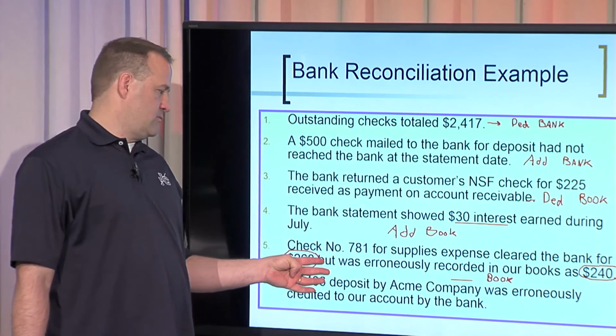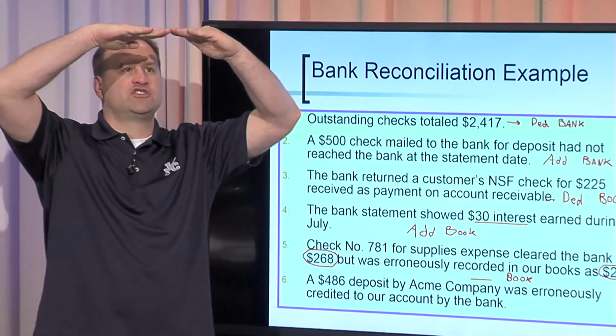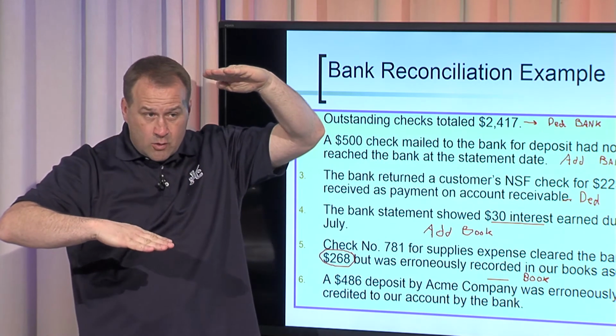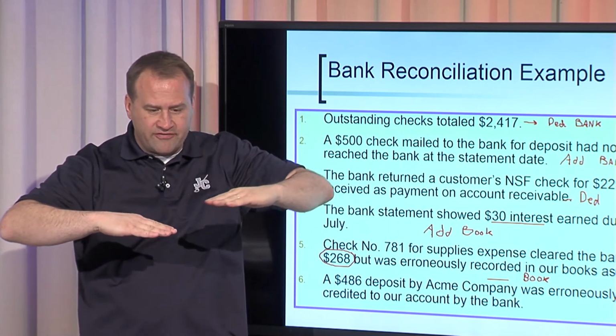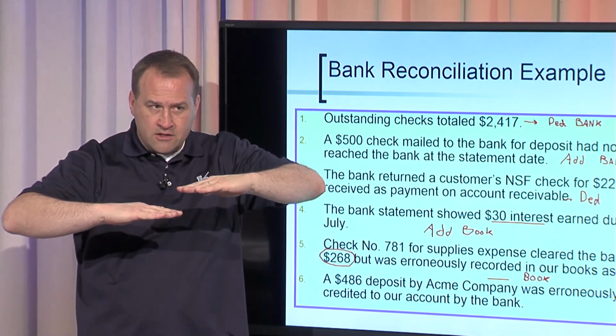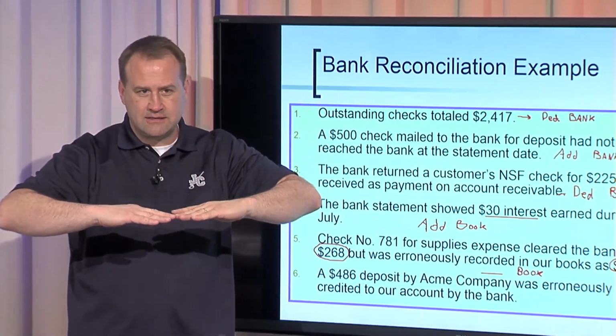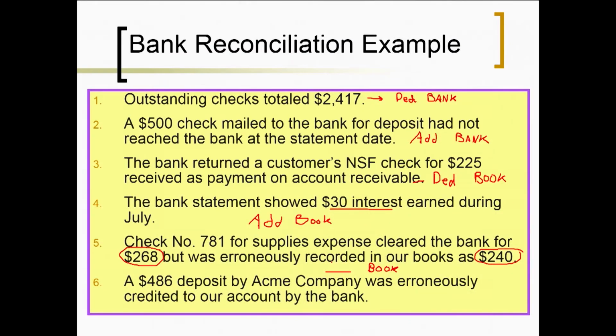We should have reduced our cash amount by $268, but we mistakenly only reduced it by $240. So we've got to reduce it for the other $28. Does this make sense? So this is a deduction. Where's my pointer? This is a deduction on the book side for $28.